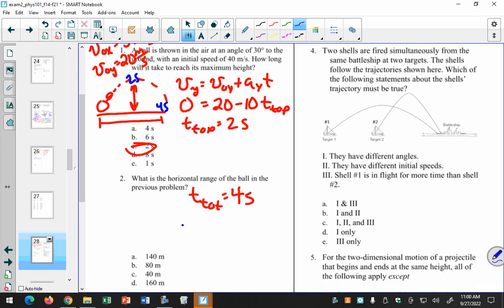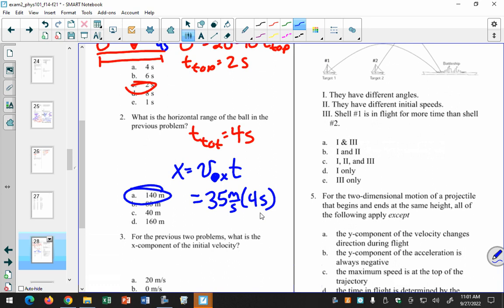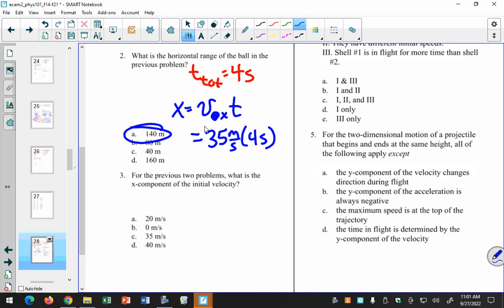And then if I want to know the range, I would say x is equal to v naught x times t, or I could just say vx is usually how we write that, because remember, vx doesn't change, it's always the same. So I have v naught x, which was 35 meters per second, times 4 seconds, that's 140 meters. That's the horizontal range. And then what is the x component of the velocity? Well, I've already found that, right? It's 35 meters per second. And your free response will be similar. Like there'll be some things like the x component of the velocity. Oh, I found that already. And so you just write down the answer.